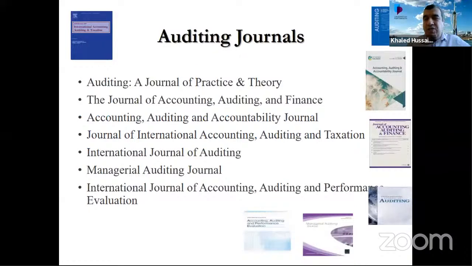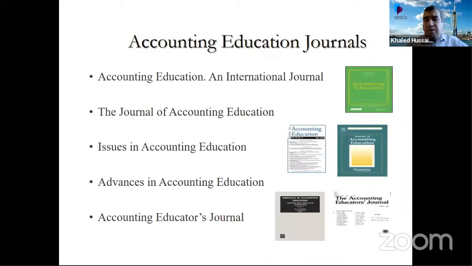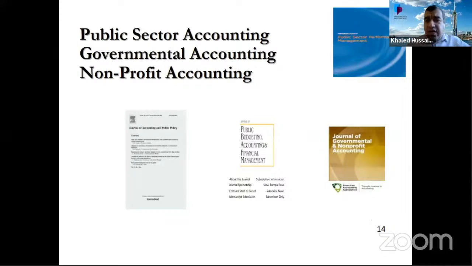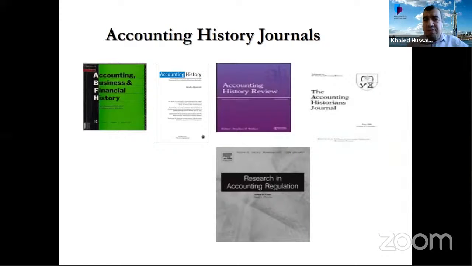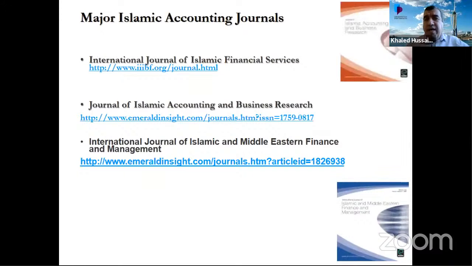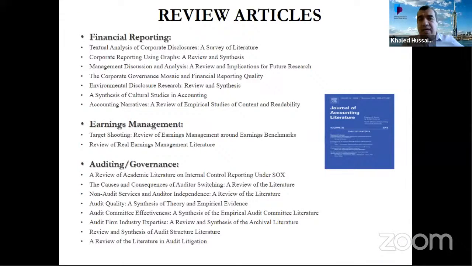There are many other journals for auditing. So I get this list of journals by looking at the ranking provided, either ABS or ABDC, sometimes Scopus. By looking at this ranking, you can easily identify the journals related to your field. So these are auditing journals, accounting education journals, public sector accounting journals, accounting history journals, Islamic Accounting and Finance journals, and this one, one of the most interesting journals in the field of accounting. There are other journals in other fields, but I'm focusing on accounting because it's my specialty.